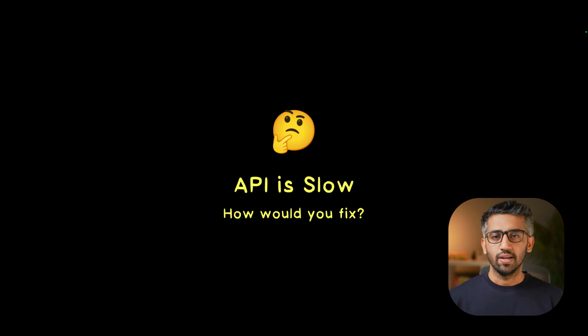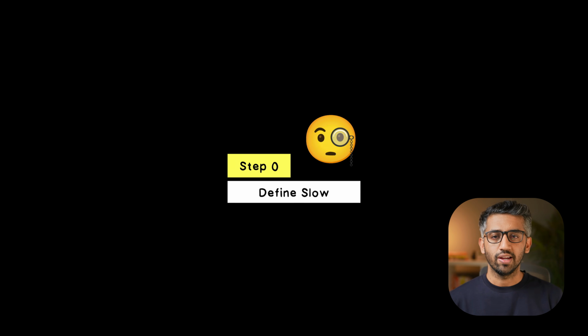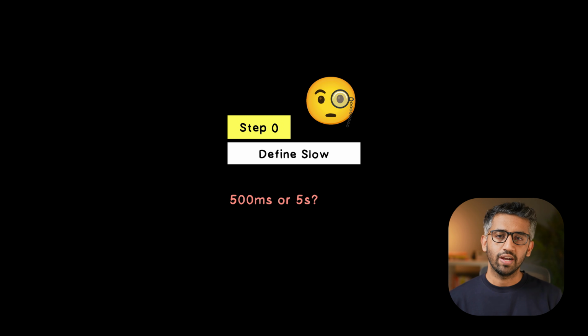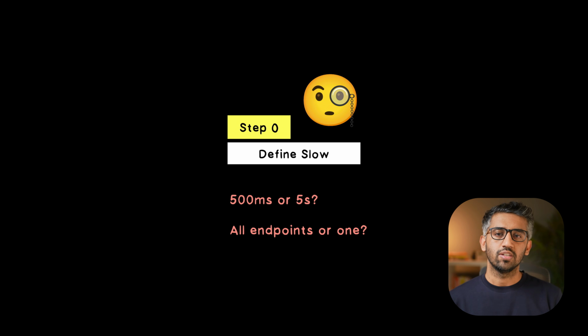You have a slow API, how would you find the cause for this? The way you answer this can tell a lot about your experience. One way to answer this would be to define slow. Is it 500 milliseconds or 5 seconds? Is it all the endpoints or just one endpoint? Is it always slow or just sometimes slow?